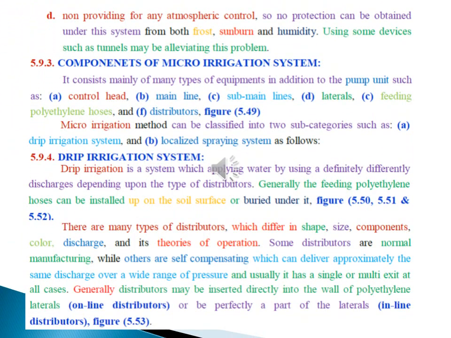Components of micro irrigation system. It consists mainly of many types of equipment in addition to the pump units, such as control head, main line, sub main line, lateral, feeding polyethylene hoses, and distributors.